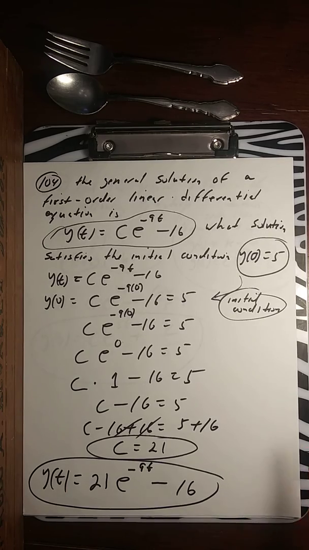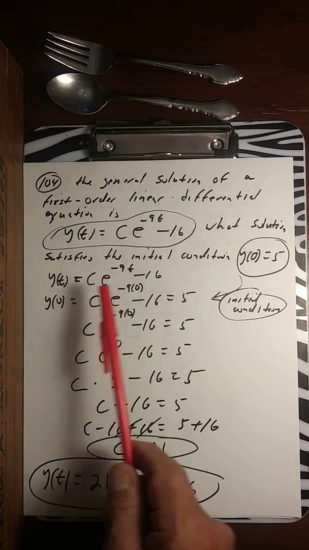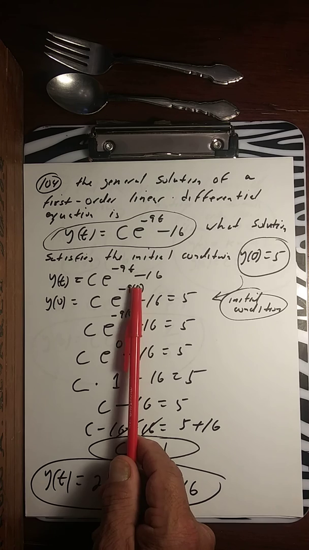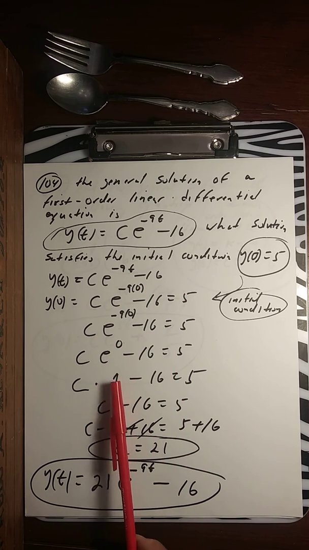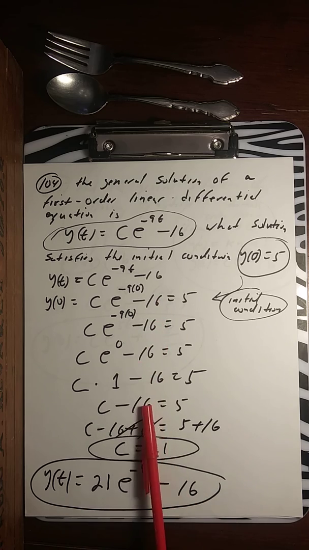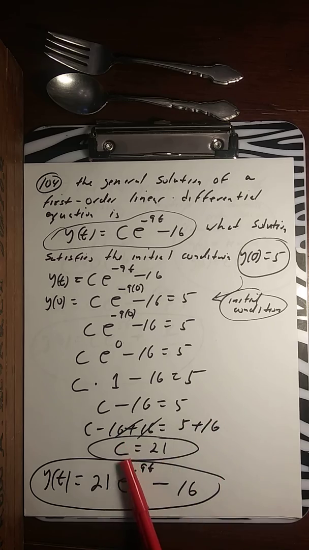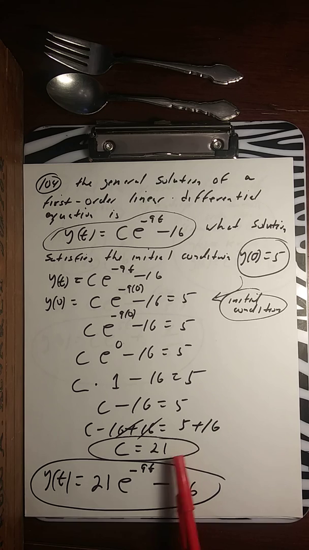Find the general solution of the first order linear differential equation. What solution satisfies the initial condition y of 0 equals 5? So here's the problem. Put t as 0. C times e to the 0 minus 16 equals 5. e to 0 is 1, and 1 times c is c. Bring down the 16 and the 5. Add 16, so c must be what? 21. So for this problem, this letter c is now going to be 21. So y of t equals 21 e to the negative 9t minus 16.